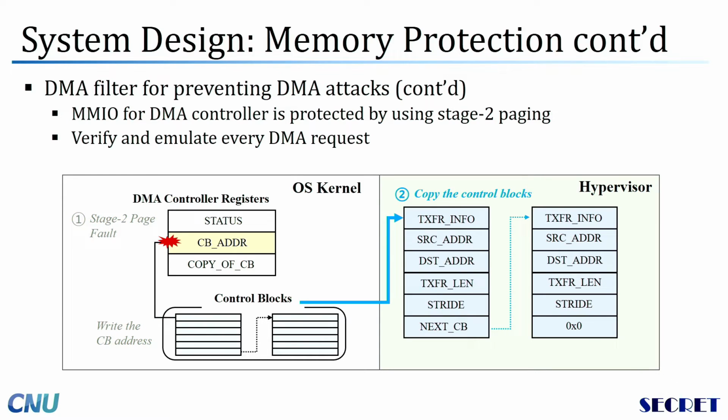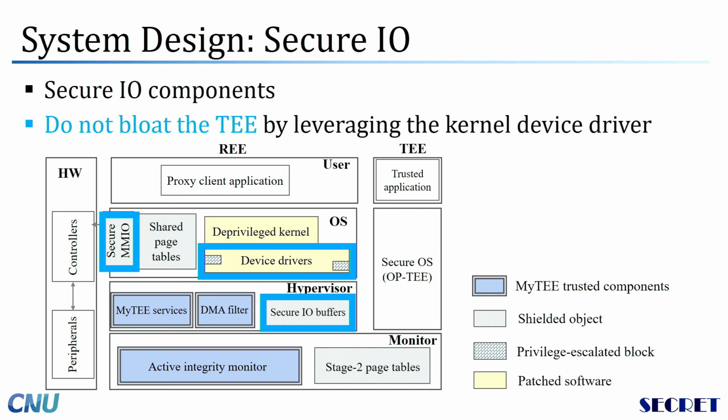Once the fault is trapped by the hypervisor, the linked control blocks are copied into secure memory. Then each control block is checked to see if it programs the DMA controller to access protected regions and objects. After the verification, MyTEE writes the copied control block address to the control register. Because control blocks are placed in the protected region during the DMA transaction, we can prevent the time-of-check to time-of-use attack. From now on, I'll explain how secure I/O is established by MyTEE.